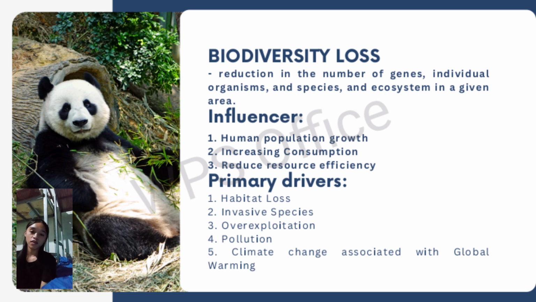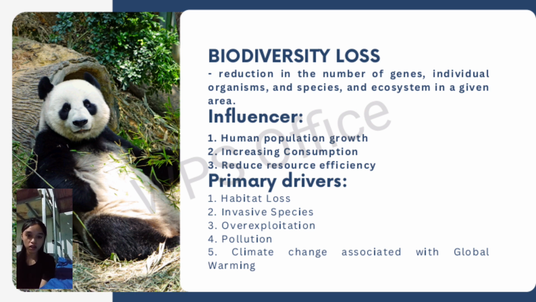The last one is the biodiversity loss, reduction in the number of genes, individual organism and species and ecosystem in a given area. And then the influencer is the human population growth, increasing consumption, reduce resource efficiency. And then the primary drivers is the habitat loss, invasive species overexploitation, pollution, climate change associated with global warming.